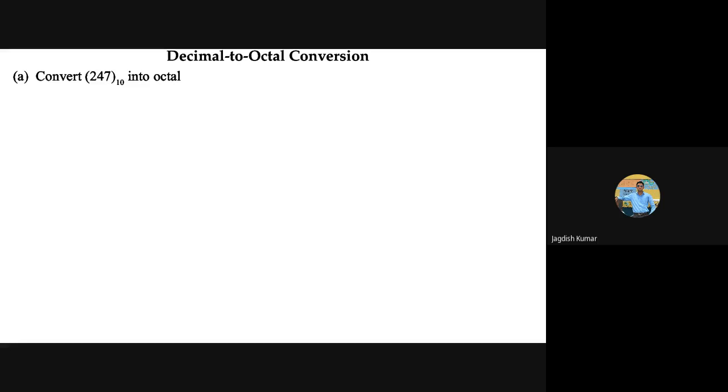Can anyone try? Why do we need the octal number system? Okay, I'll talk about this later on. We need it for various codings. So I'll be talking about it later. Fine. Yes, any other question?